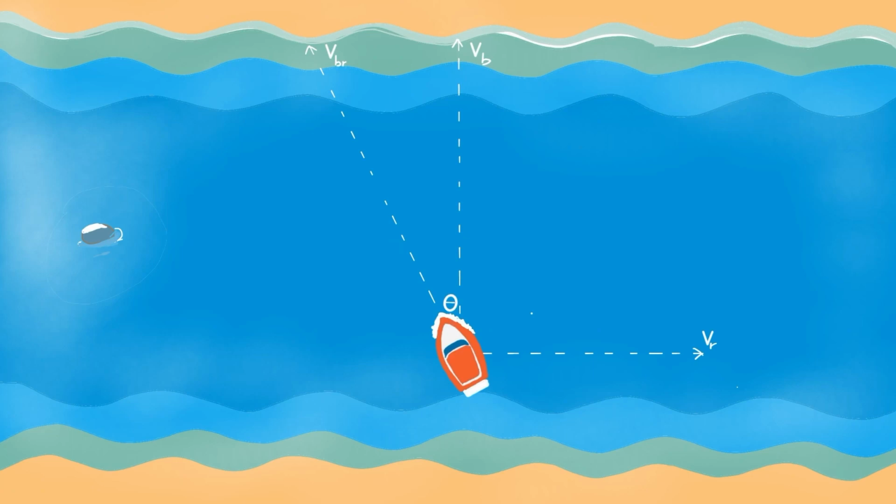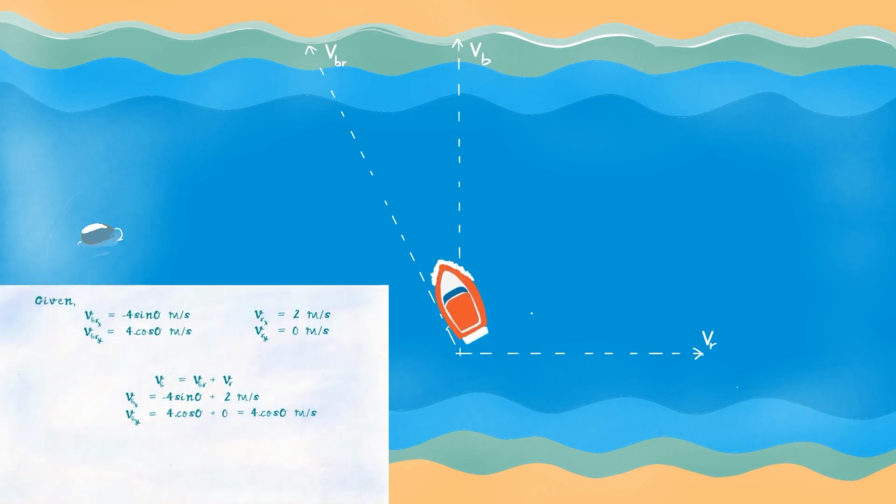In this scenario, the river is flowing with velocity of 2 meters per second and the boatman is trying to steer the boat at angle theta from y-axis with velocity of 4 meters per second. But, due to the river current, the boat appears to be moving perpendicular to the river current. We can break the velocity into its components along both axes to determine the actual velocity of the boat.